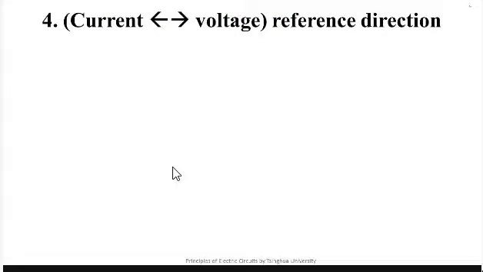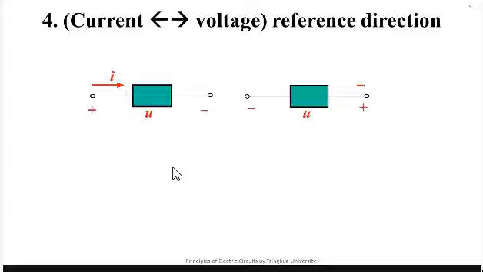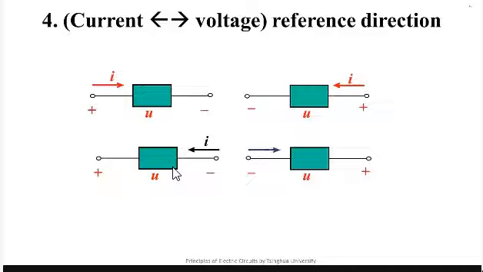In the last part of this lecture, we will discuss the relationship between the reference directions of the current and the voltage. For any two-terminal element, the relationship between its reference directions of the current and the voltage could be one of the four conditions. I draw them out here. The voltage may have two directions, left positive and right negative, or left negative and right positive. The direction of the current may be from left to right or from right to left. For these four conditions, is it possible to divide them into two groups? Pay attention to the current and voltage, please.